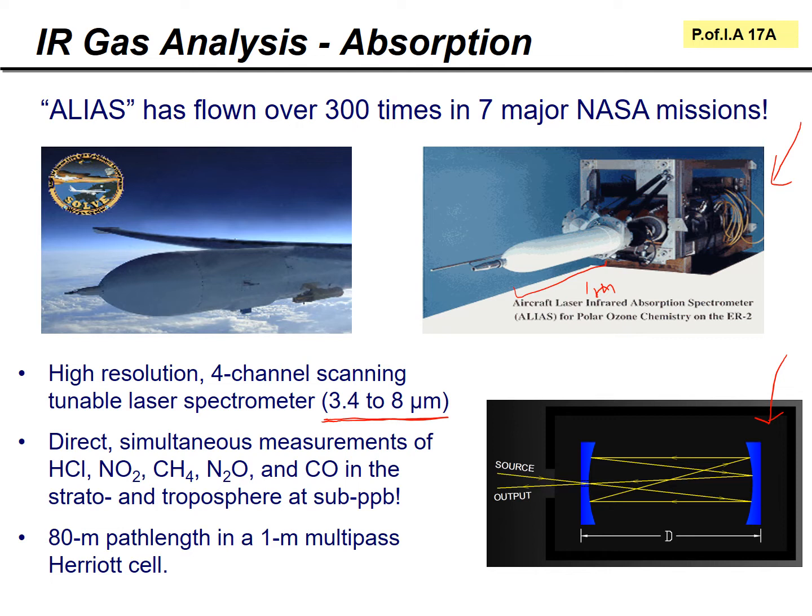So that chamber is filled with gas from the upper atmosphere, and the laser passes through it 40 times up and back, so it covers 80 meters. It's like it's going through 80 meters worth of the atmosphere, so that some of that laser is absorbed and then detected at the other end, so that an infrared spectrum can be generated.